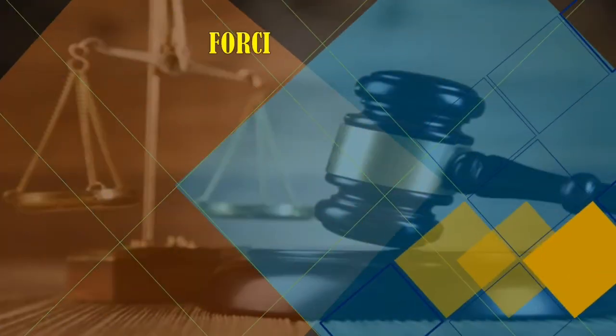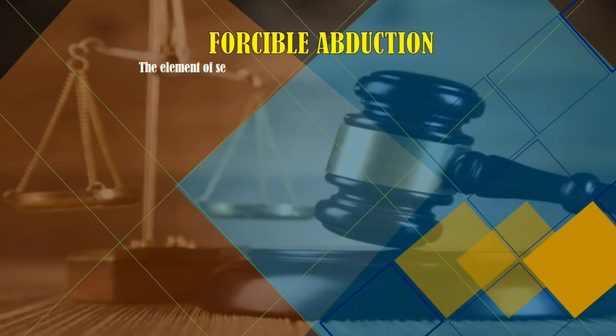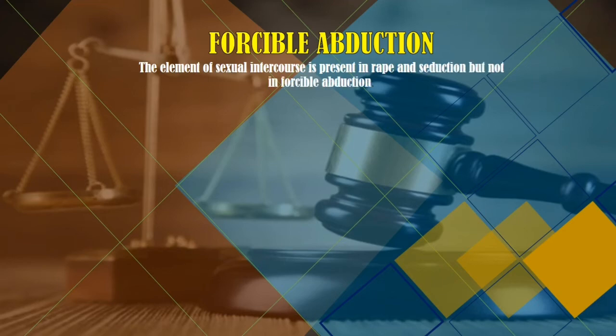Now class, how about forcible abduction? When you say abduction, this is the action or the instance of forcibly taking someone against her or his will. So in the case of forcible abduction, the element of sexual intercourse is present in rape and seduction, but not in forcible abduction. Thus, when sexual intercourse occurs, the crime is complex forcible abduction. So, elements of this crime include: 1.